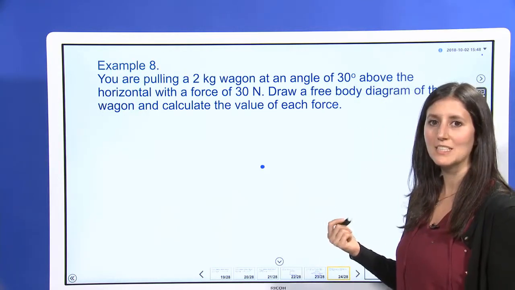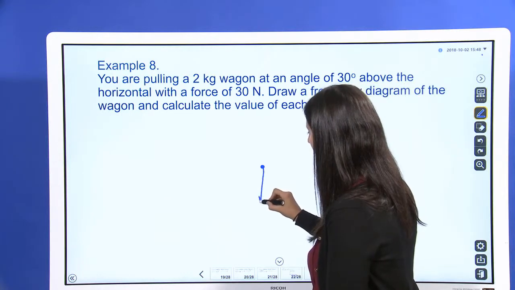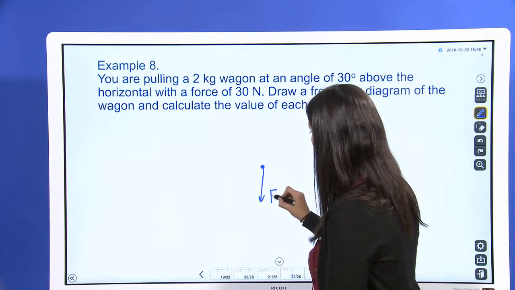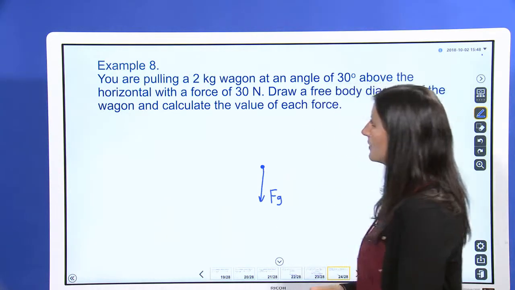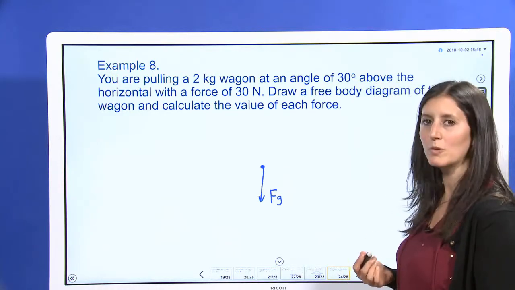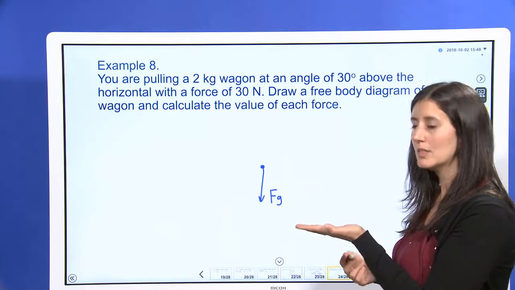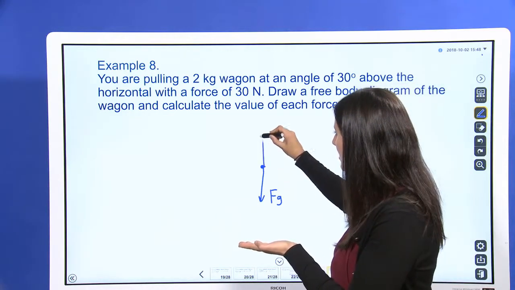One of the forces is always going to be the force of gravity, so let's do that one first. So I have the force of gravity, which always points straight down. The wagon is on a surface, so that's why we're going to have a normal force. We're going to assume that the wagon is on level ground, so the normal force would point straight up.